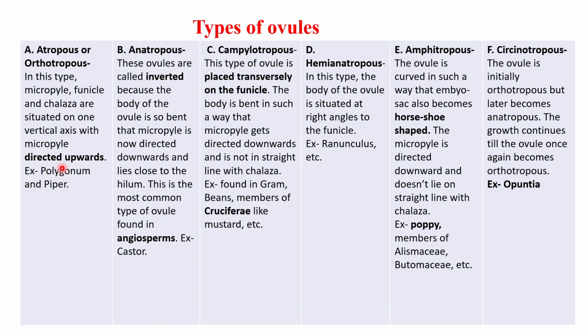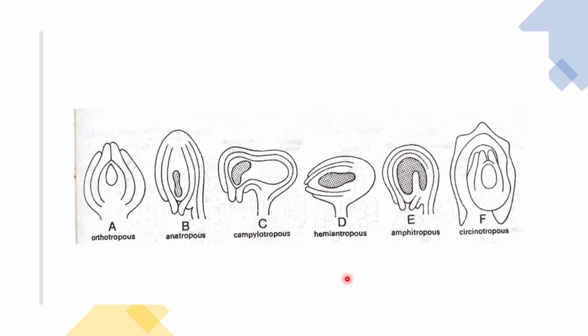Orthotropous is directed upward and found in Polygonum and Piper. And anatropous type is inverted and is found in angiosperms. And we can also get, which is important in exams, the horseshoe-shaped ovule, which is amphitropous. So this is all about the types of ovule with proper diagrams. Here we can see.